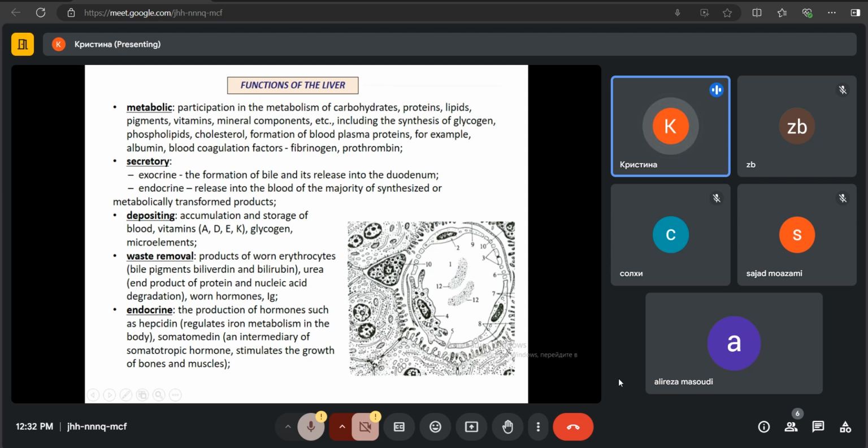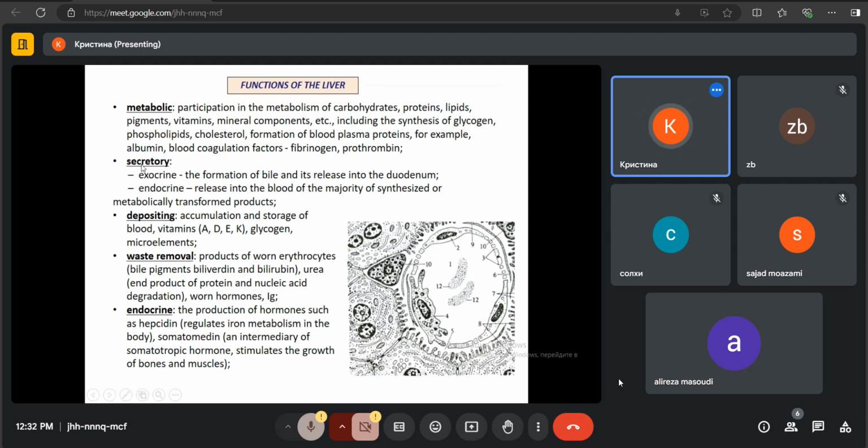The functions of the liver are shown here. You should learn not only the functions of the liver, but you should be able to explain which cells of the liver perform these functions. So, the metabolic function of the liver includes participation in metabolism of carbohydrates, proteins, lipids, pigments, vitamins, mineral components, etc., including the synthesis of glycogen, phospholipids, cholesterol, formation of blood plasma proteins, for example, albumin, fibrinogen, and prothrombin. So, most of these functions are performed by the hepatocytes themselves.